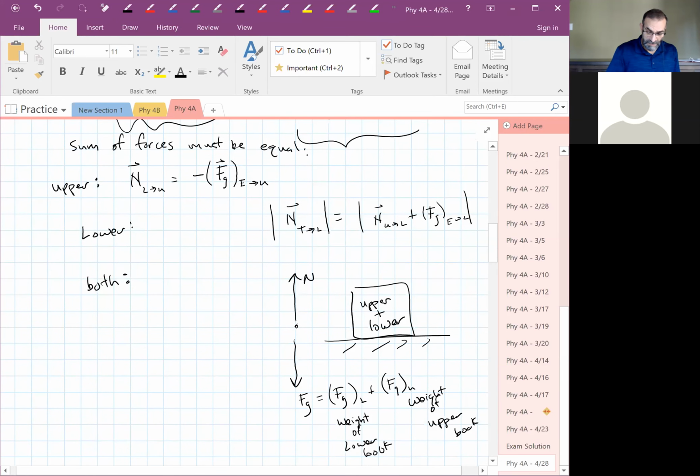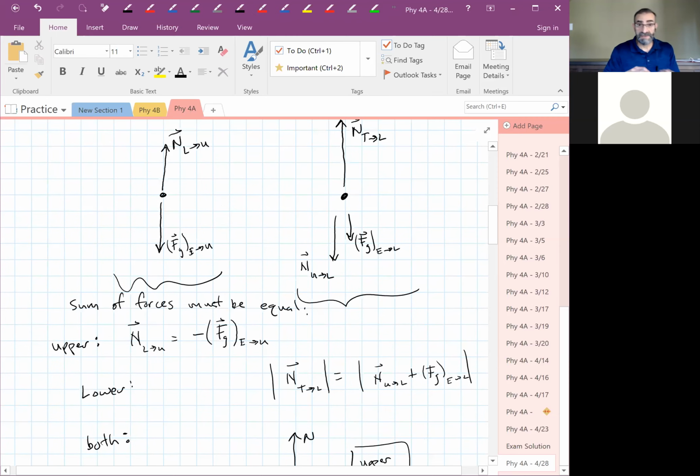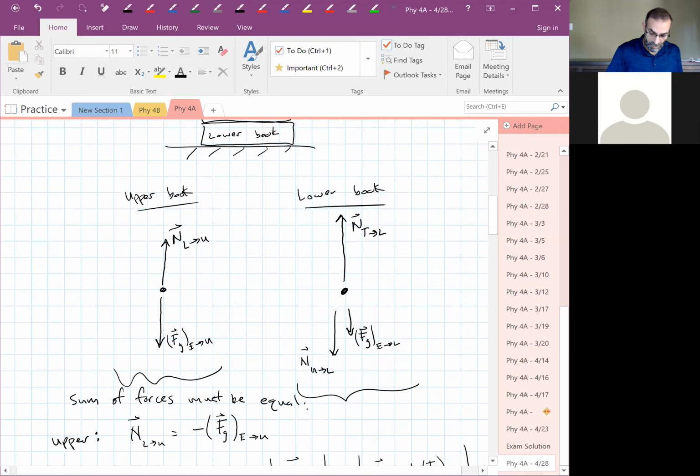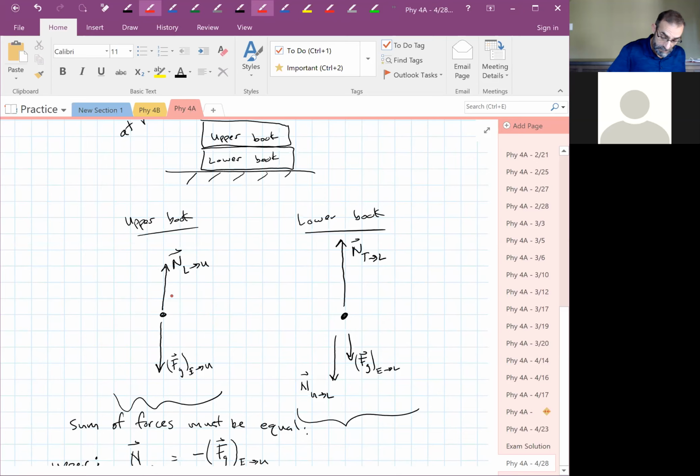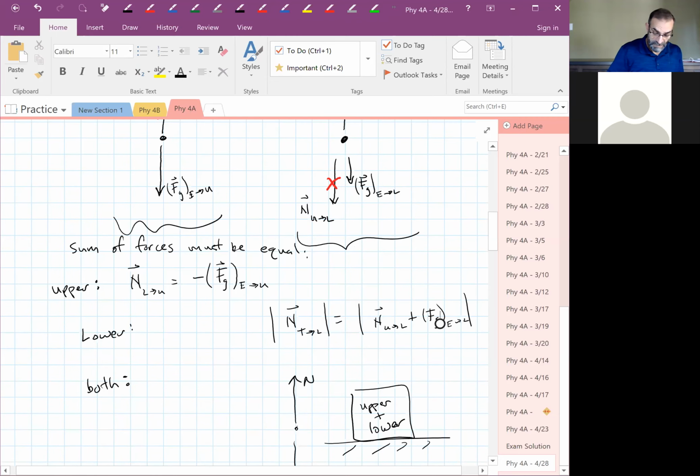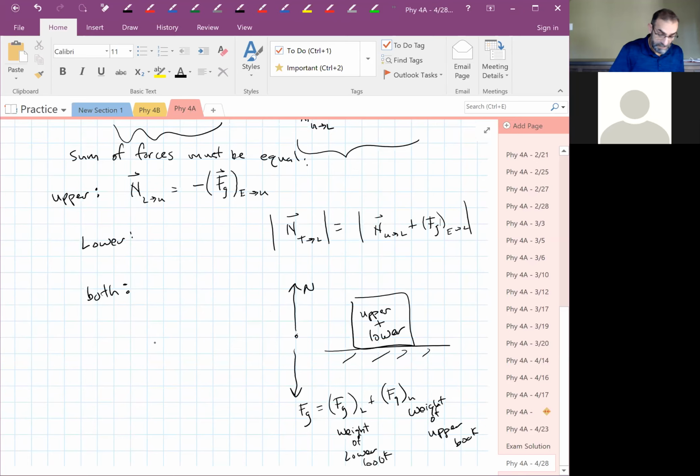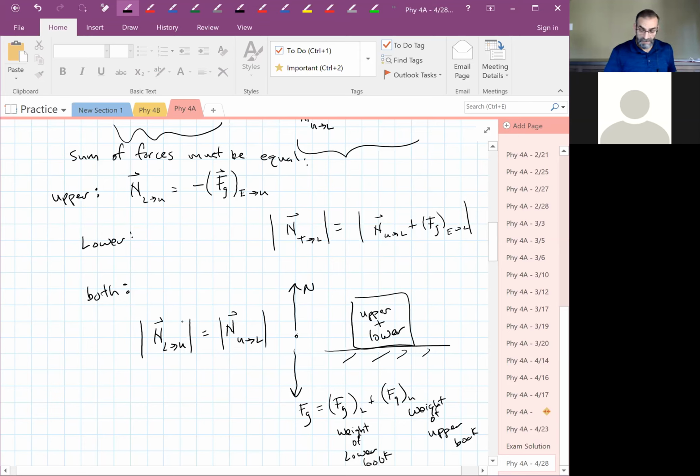So if we compare this free body diagram for the two books as one to what we have up here where we split them up, we should be able to see that the normal forces, these internal normal forces, this one and this one, are equal and opposite. So this should tell us that the normal force lower on upper is the same magnitude as the normal force upper on lower.